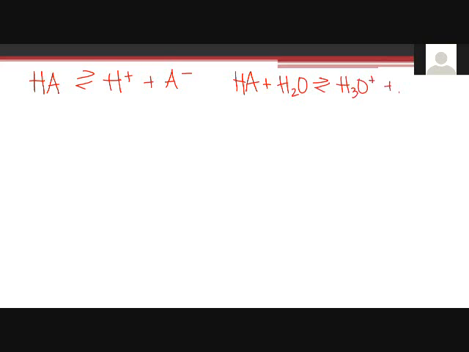Okay, so for the acid, we have our HA breaking down into the H plus and the A minus. You could do it that way, or if you want to try to be right by the AP standards, you could have also written that the acid is put into the water to make the hydronium and the conjugate base. Either one of those is fine.